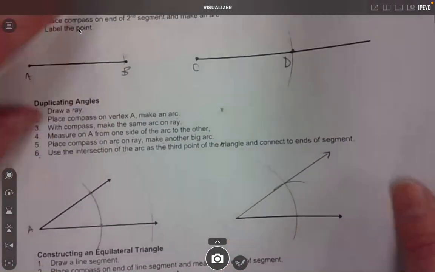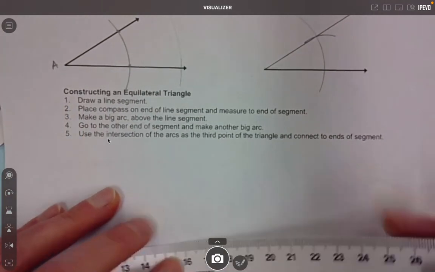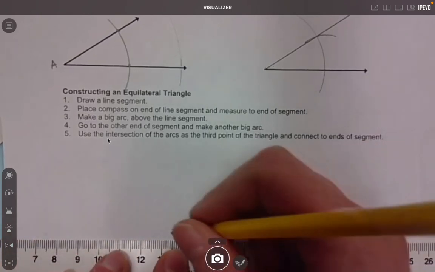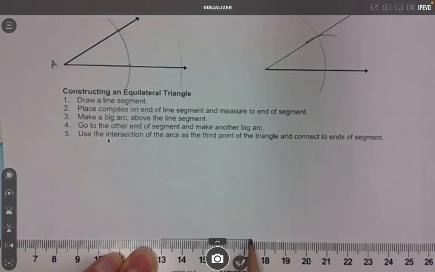The last one that we're going to do is construct an equilateral triangle. We start out by drawing a line segment. I'm going to give myself room to draw my triangle above this, and it doesn't have to be a giant segment. Remember, we're going to have to make 3 sides on this. And again, I'm not measuring, right? I'm just randomly drawing a line here.